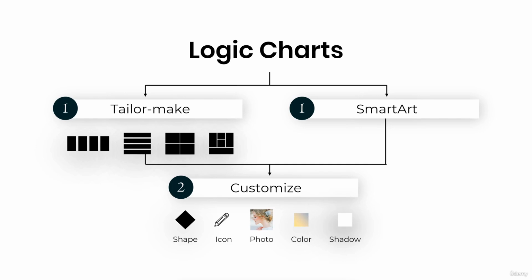The first one is to tailor-make it, which is more often used for a list form of information, where you can decide if you want a column or row or grid or mixed layout. Or you can use SmartArt as a start, and then you can customize the chart using shape or icon or photo or color or shadow to make it more appealing. So charts are not only for data, they can also be a useful tool to help you create infographics.